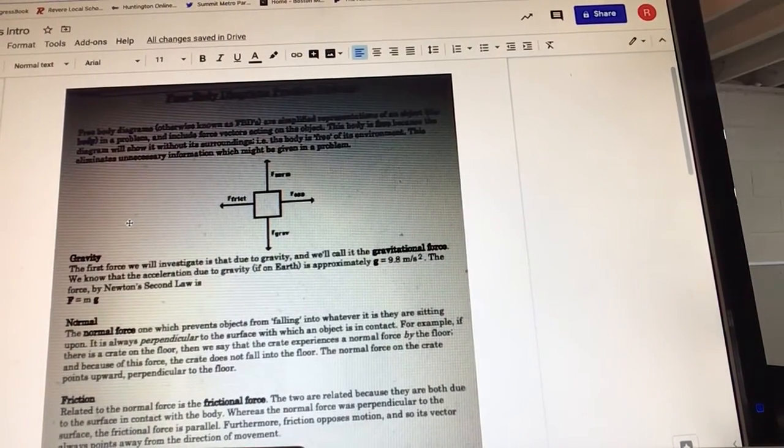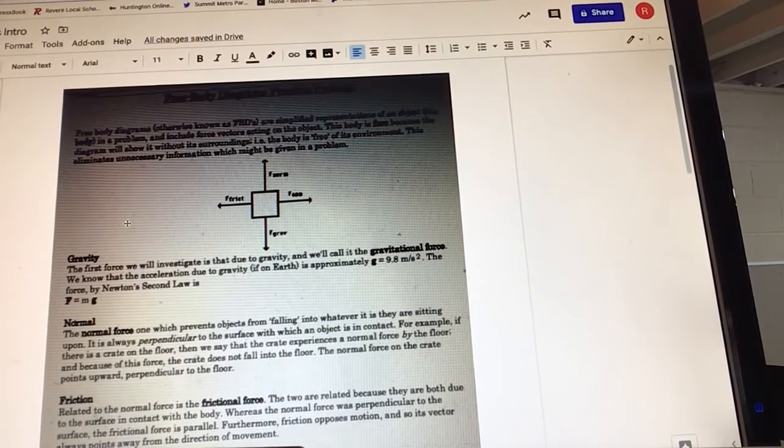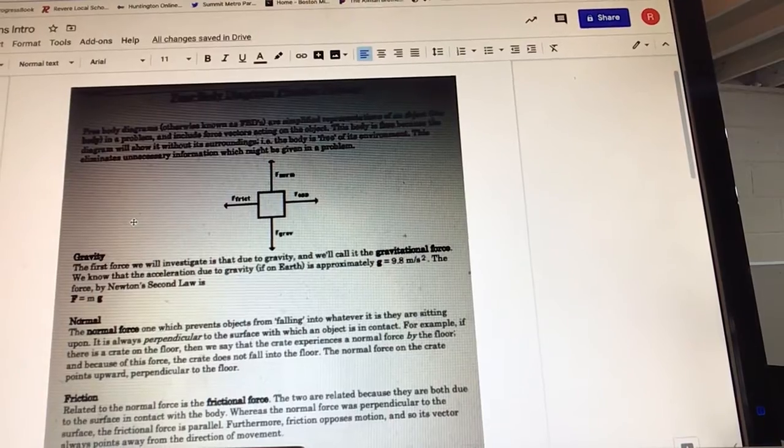Okay. Back to normal force. Next one, frictional force.